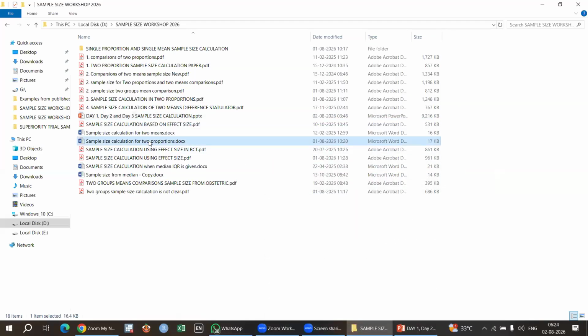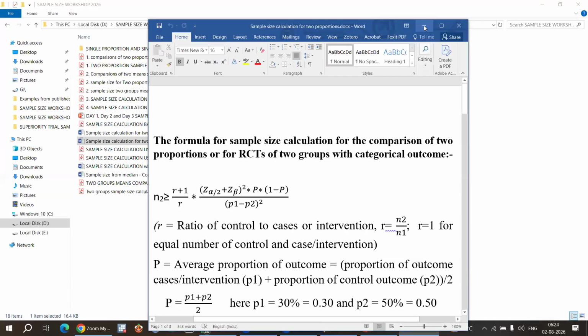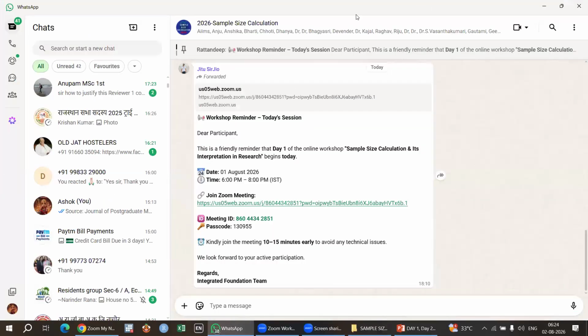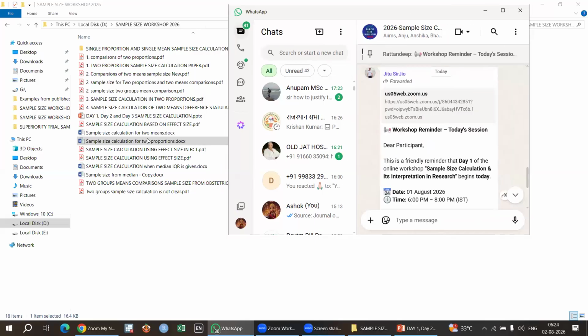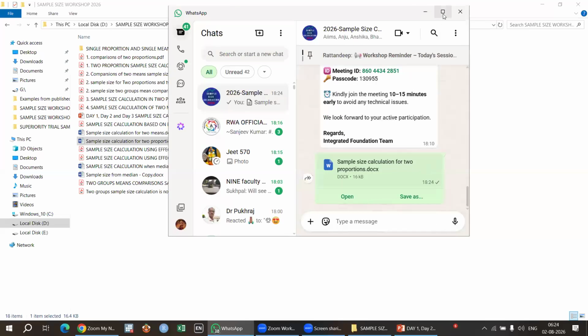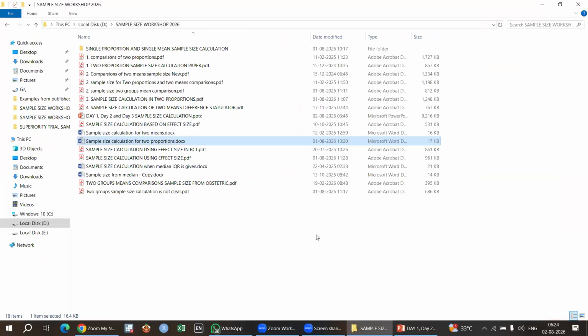I will send this file in the WhatsApp group. Please check your WhatsApp group and download it. Then we will do it step by step. No need to worry.